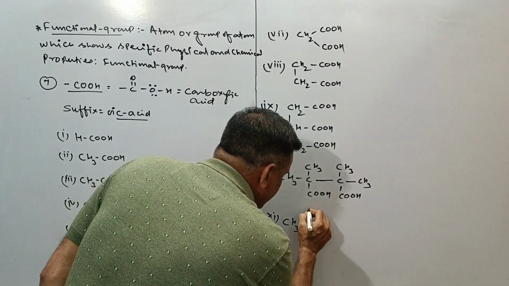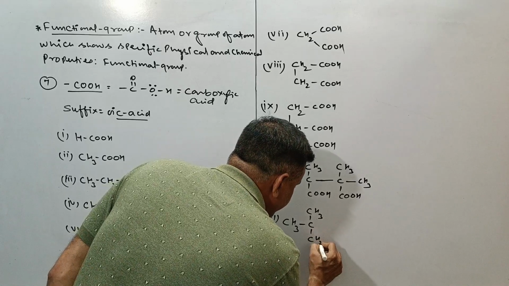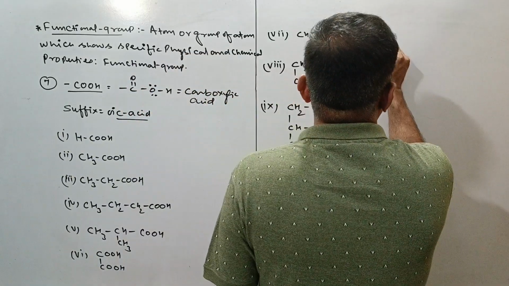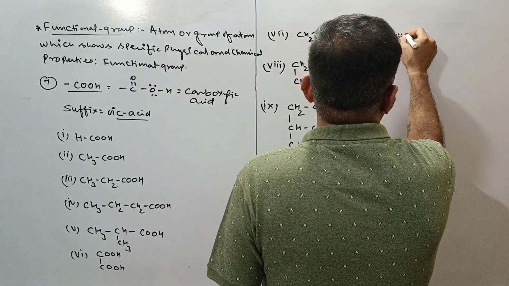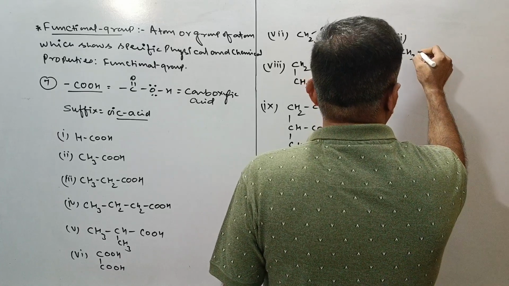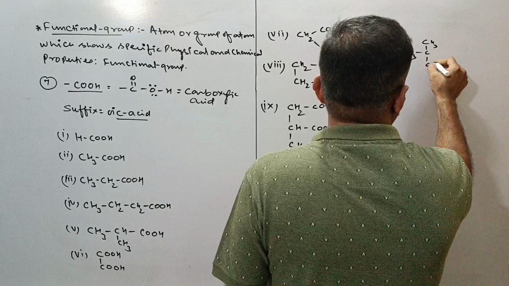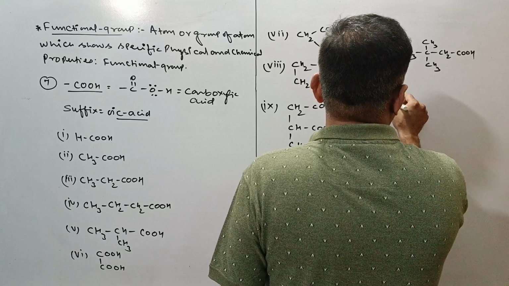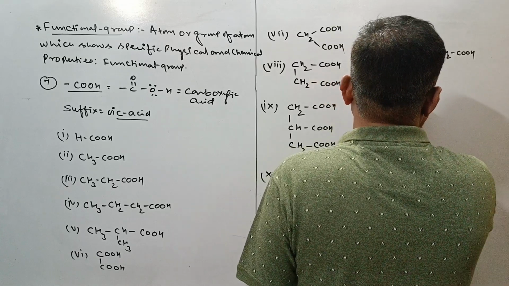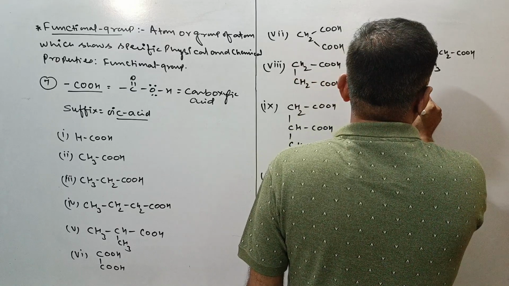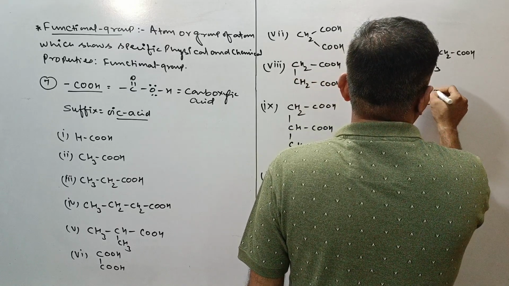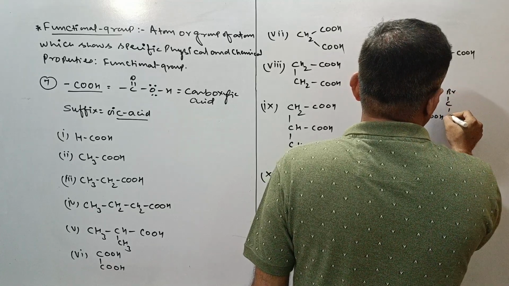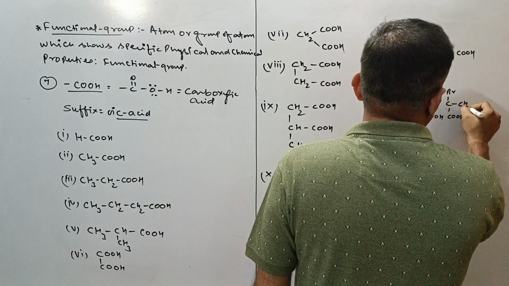We can take a complex one also, COOH. This is the 12th example, CH3, this is the C CH3, CH3 CH2 COOH. This is the 13th example, you can take CH3, this is the Cl, this is your COOH, and this is the CBr, this is COOH, and this is the CH3.